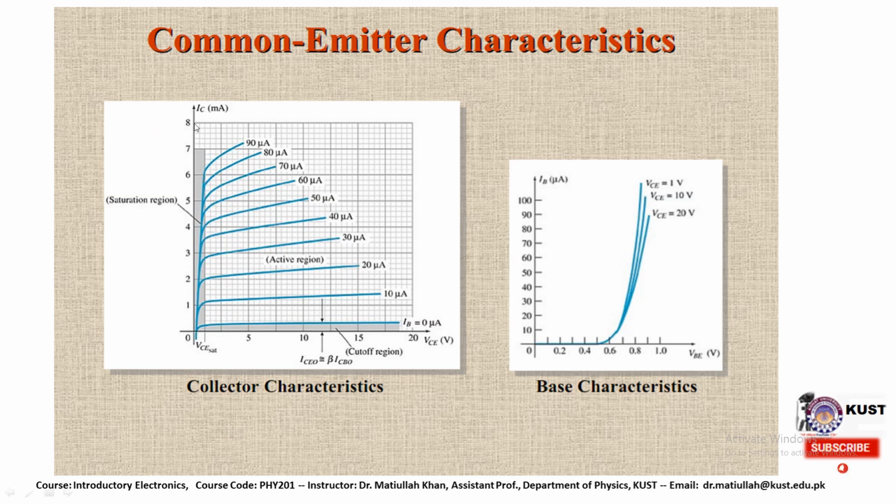This vertical axis represents the collector current, that is represented in milliampere, and this is the voltage, that is VCE. So this is the collector characteristic, and from the base characteristic we can find out the different values of VCE, and that could represent the curves for the base current. You should keep in mind the magnitude of base current is always represented in microampere, because its magnitude is very small, and that's represented over here.